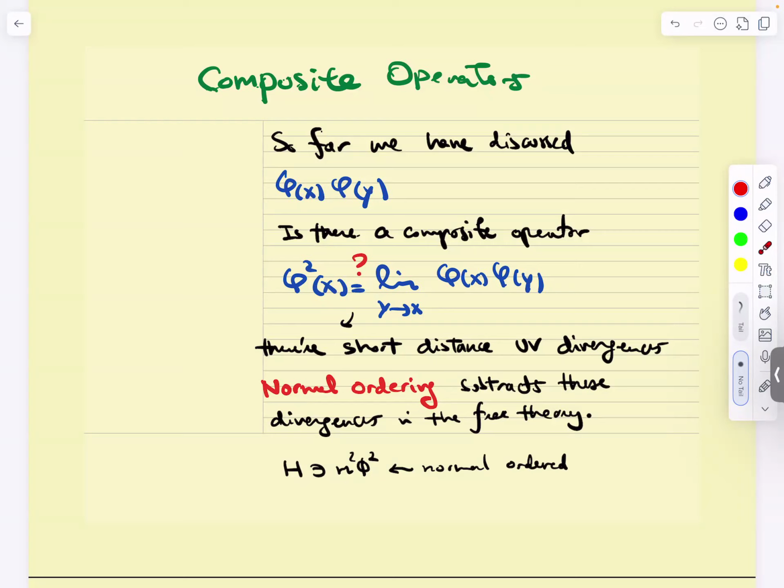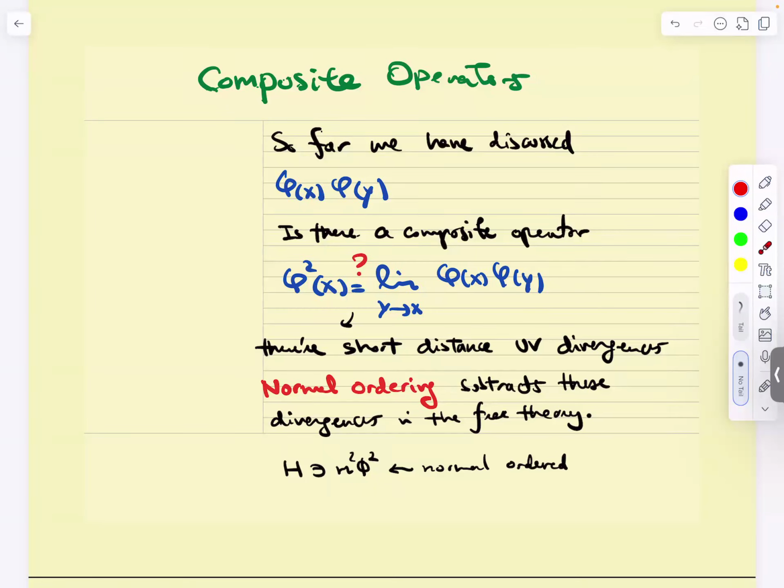You would like to define it by taking this limit, but then there are short distance UV divergences, and normal ordering was the method we invented to subtract these divergences in the free theory. When we write m squared phi squared, the mass term in the Lagrangian density, as a classical term, right? I've been calling it casually these terms of operators, but those are the terms we write in the path integral. To make sense of them as an operator, you have to make sense of this as an object with finite bounded fluctuations, right? And normal ordering is what makes this an operator.